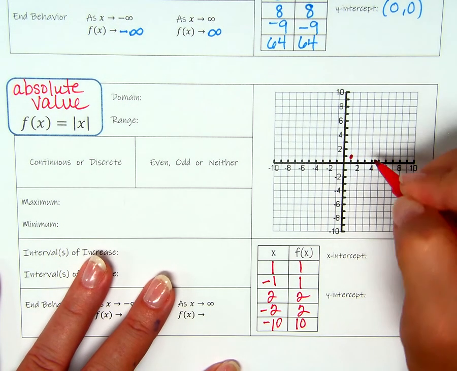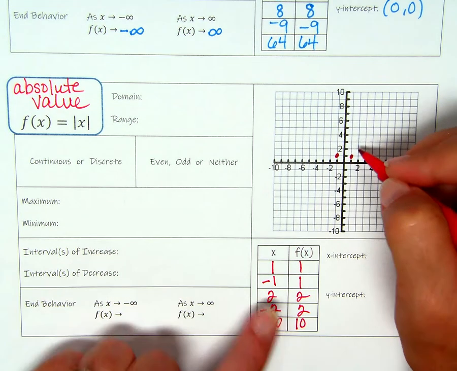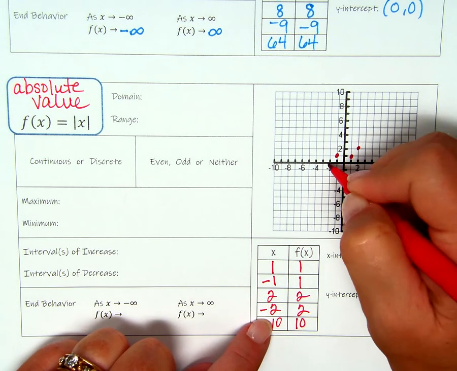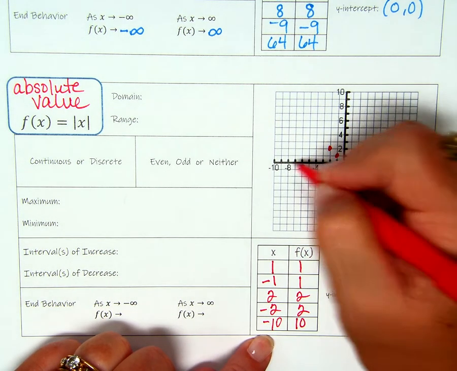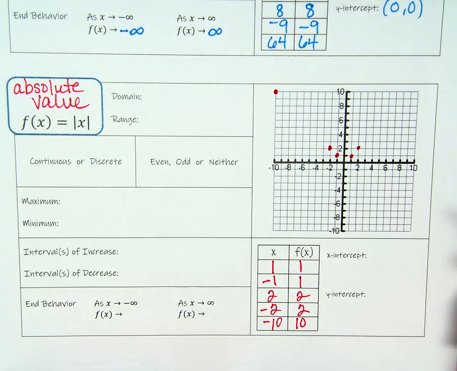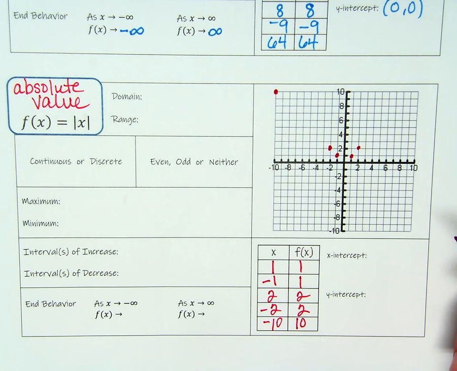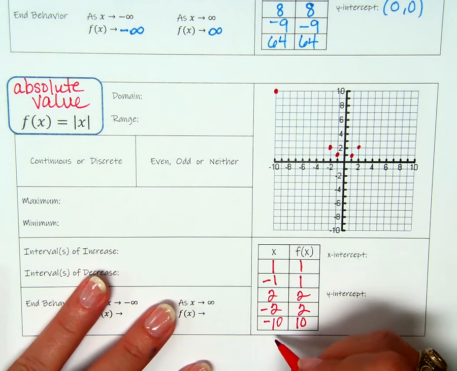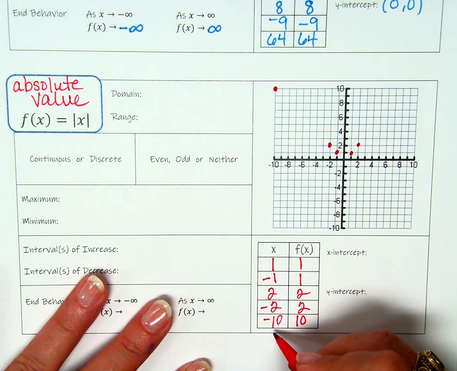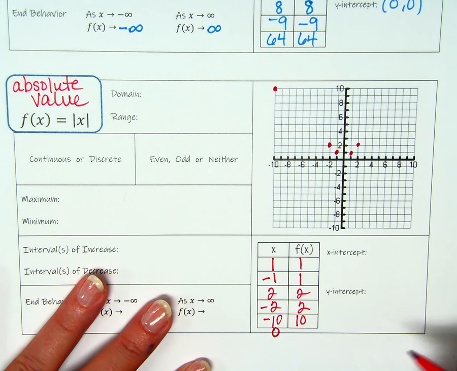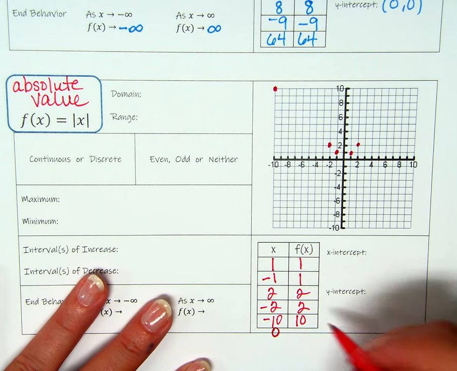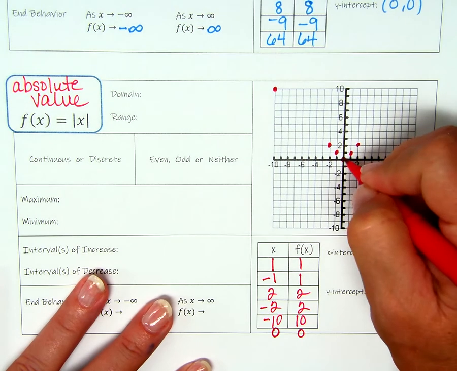1, 1, negative 1, 1, 2, 2, negative 2, 2, and negative 10, 10. This doesn't look like a line. And you're going to say, well, that's okay because it's not. Right? What if we added one more? I know there's not space for it, but we can make space for it. What if I added 0? How far away from 0 is 0? Okay. So that gives us one more point. Does that help?